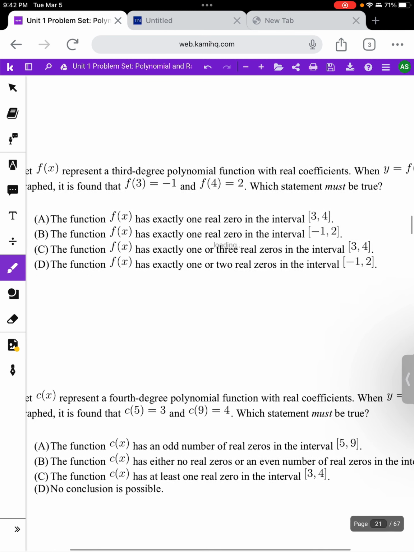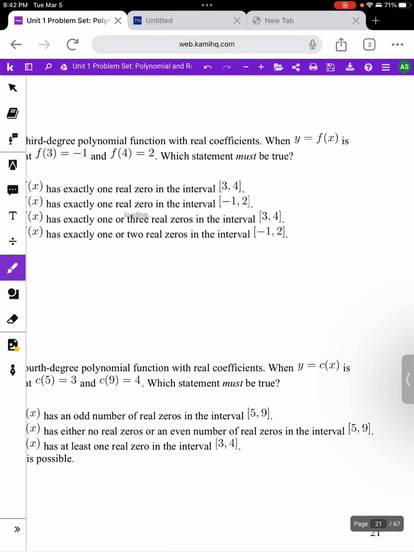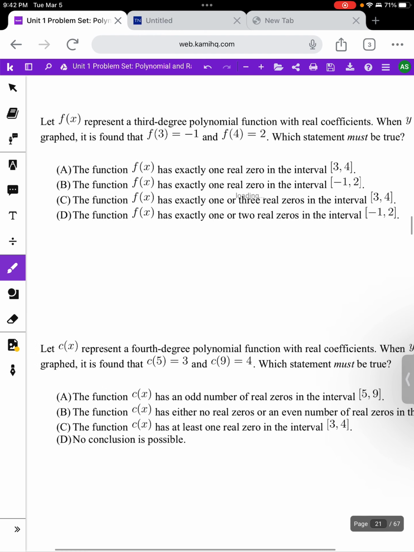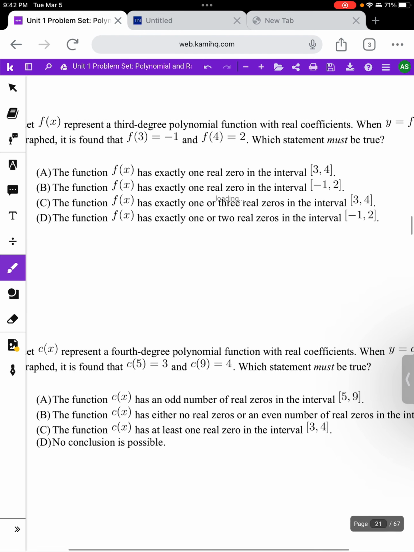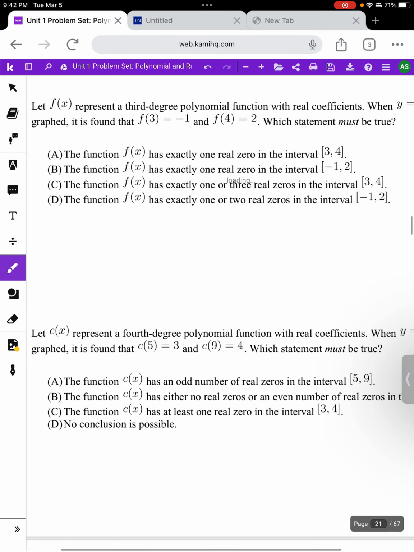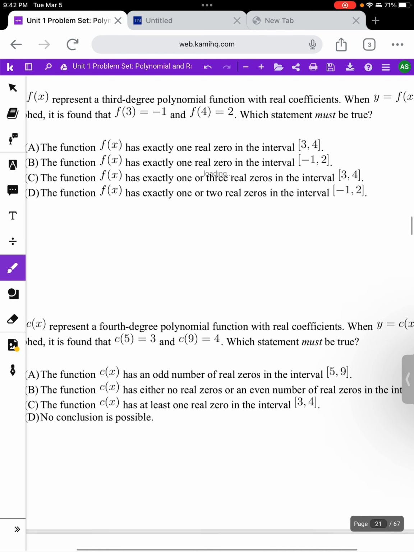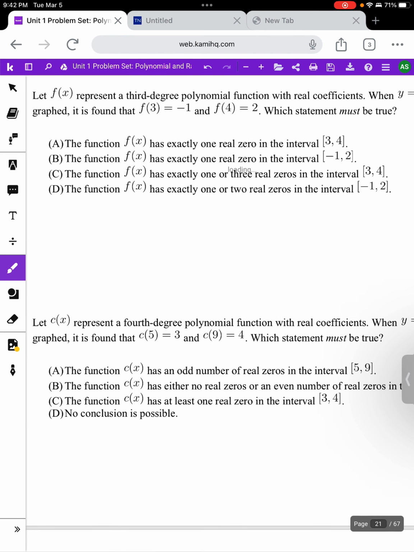Let f of x represent a third degree polynomial function with real coefficients. When y equals f of x is graphed, it is found that f of 3 is -1 and f of 4 equals 2. Which of the following must be true? Okay, so let's think about this for a second. So we've got some graph f of x, and we know that when 1, 2, 3, 4, I always draw a picture.